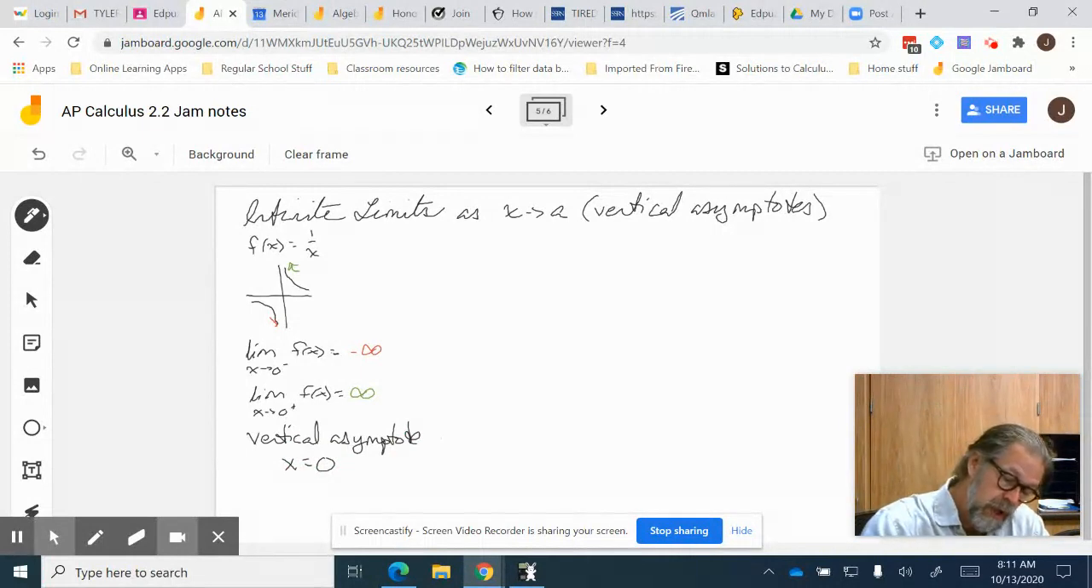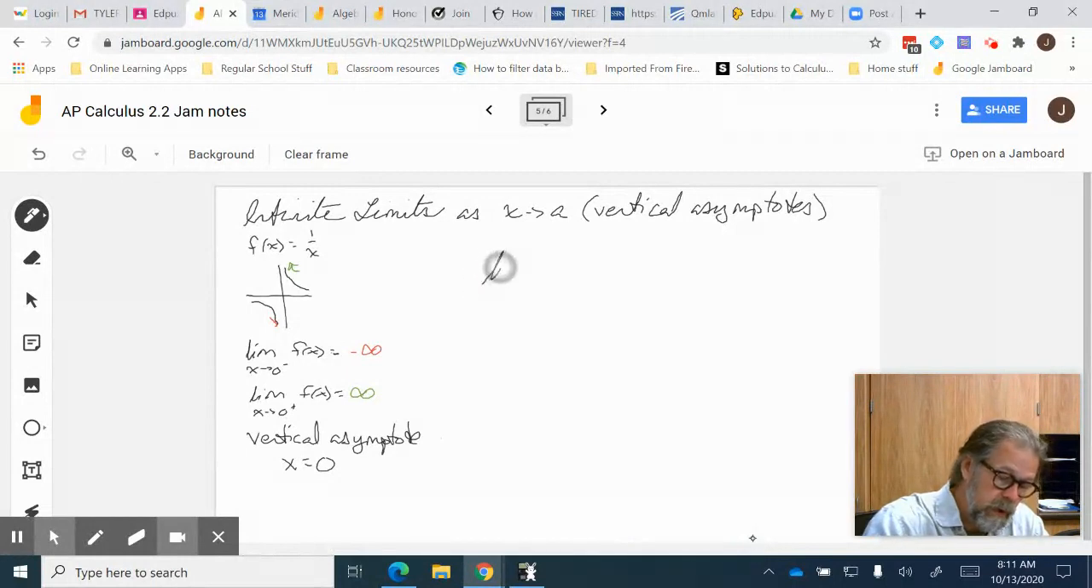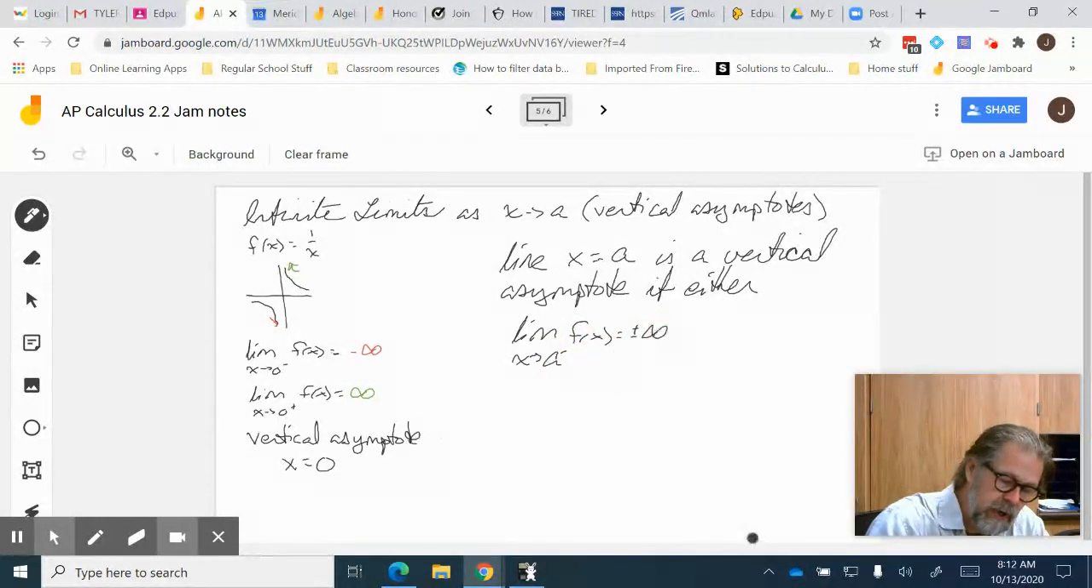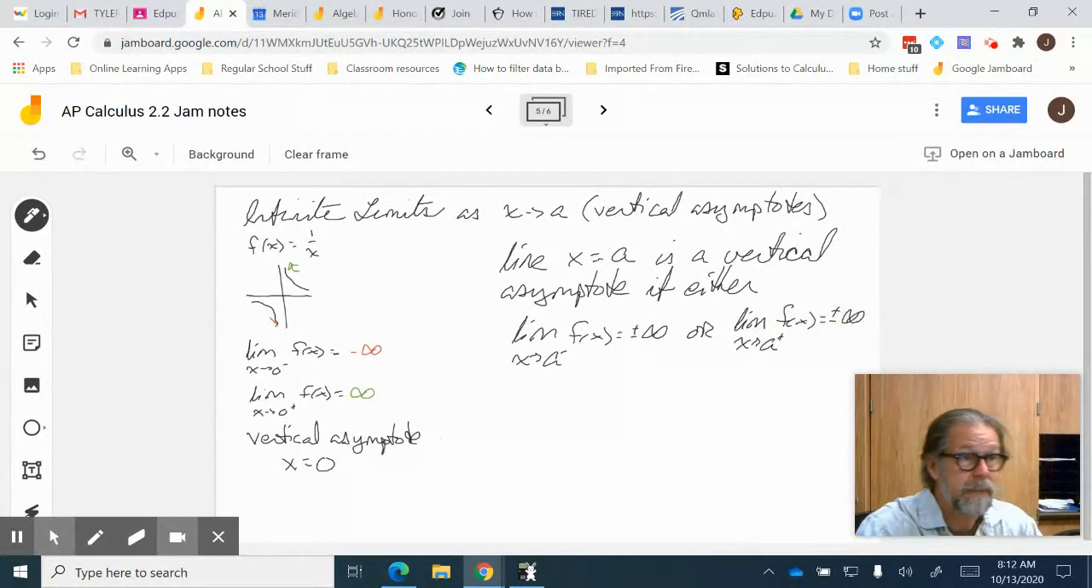Gives us the definition. Excuse me, let me say that again. The line x equals a is a vertical asymptote if either, now two possible conditions here, the limit as x goes to a from below of the function equals plus or minus infinity, or the limit as x goes to a from above of the function is equal to plus or minus infinity. So there's a definition for you. That'd be a good one to jot down.